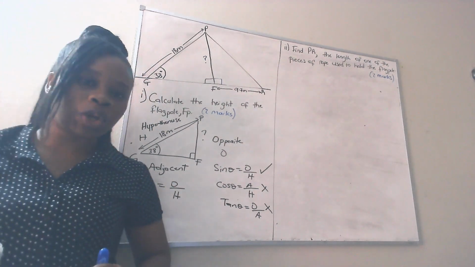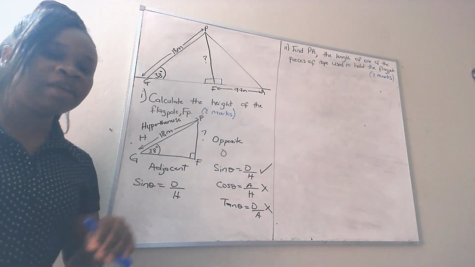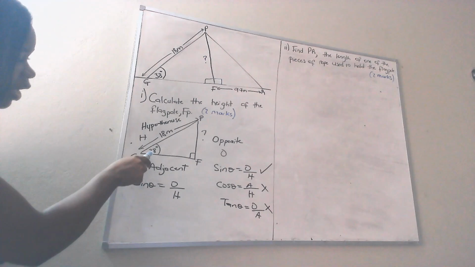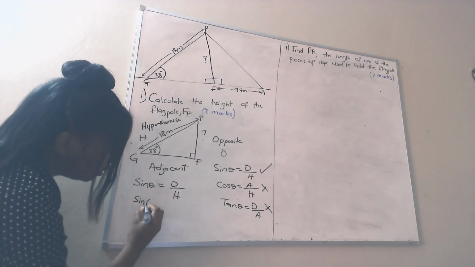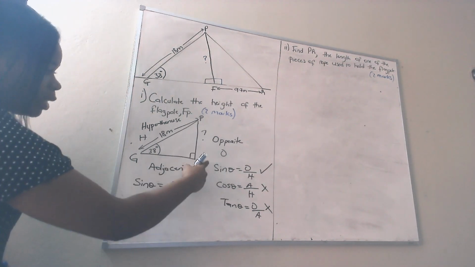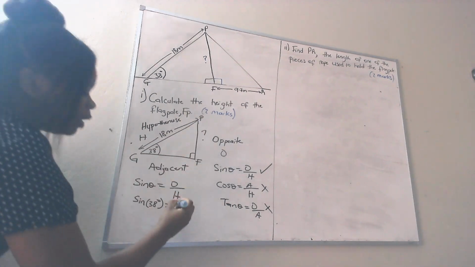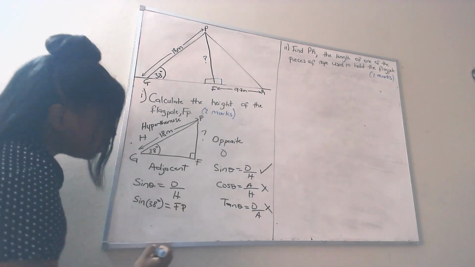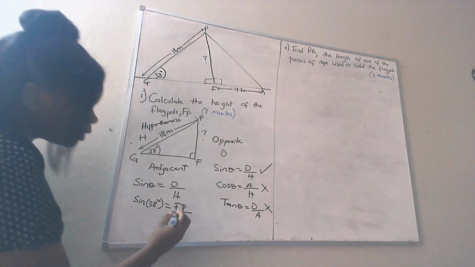What we need to do now is substitute. We need to inject what we have into this formula. So we have the angle, which is 38 degrees. So sine 38 degrees is equal to opposite, which is the side we're trying to find, FP. It is opposite, and the hypotenuse is 18.